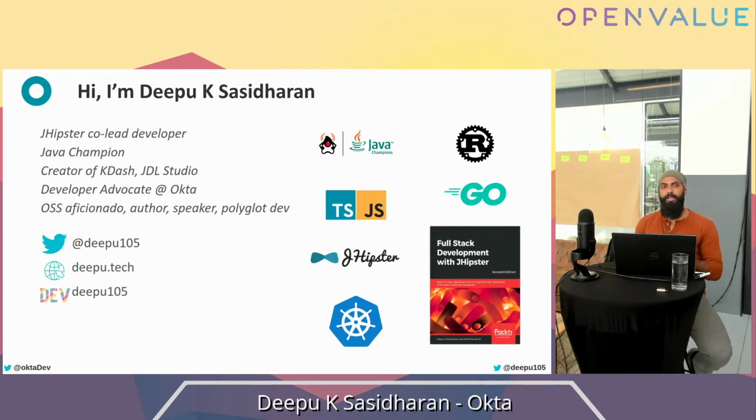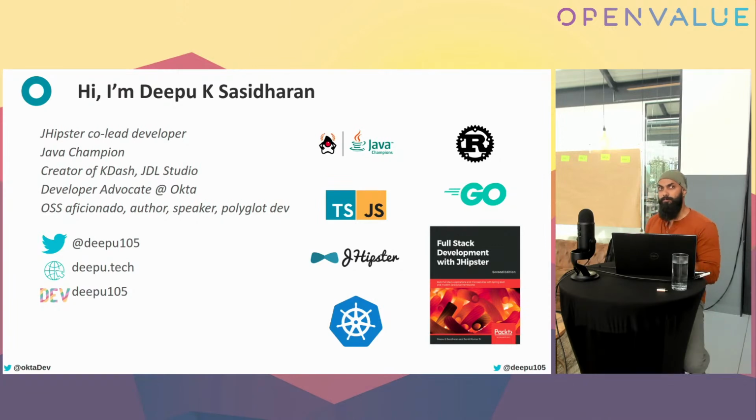I'm an open source aficionado, polyglot developer. Currently, mostly I work with Java, JavaScript, Rust, and Go. Also into Kubernetes and the DevOps stuff. I work at Okta as a DevOps developer advocate. I also write blogs on my website. I write books, do conference talks, stuff like that. Basically, developer advocate things. So that's about me.